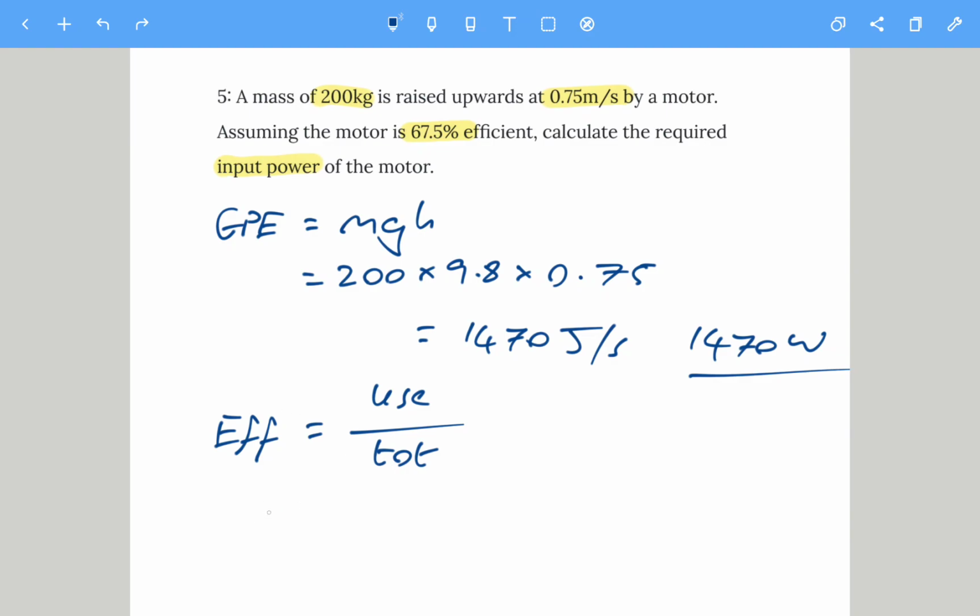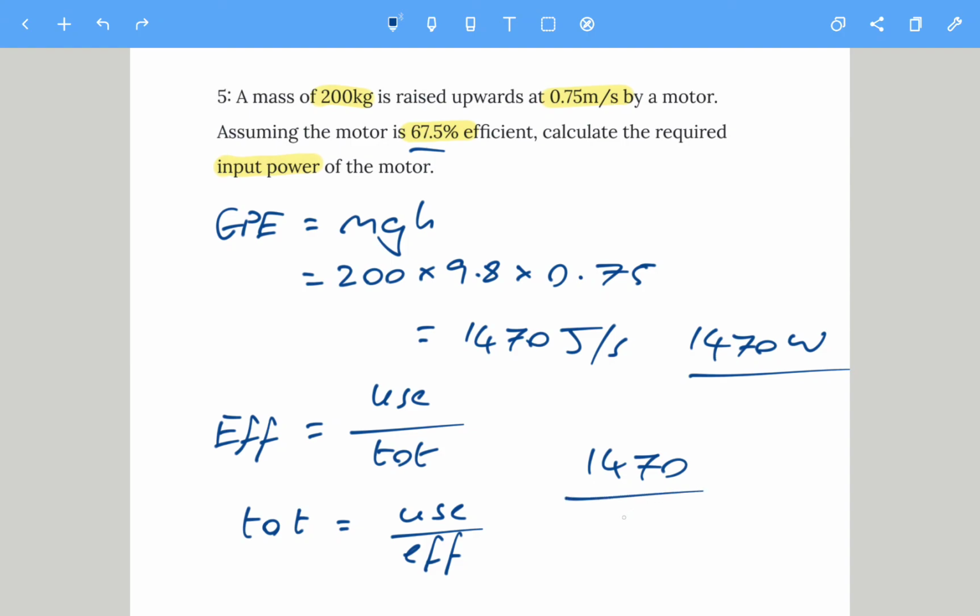So I need to rearrange to get that. I'm going to do a sneaky swap. So let's swap them 2 around. So that'll be total. Total input power is equal to the useful divided by the efficiency. So the useful is the 1,470. And the efficiency we need to do as a decimal. So you need to do 67.5% divided by 100.